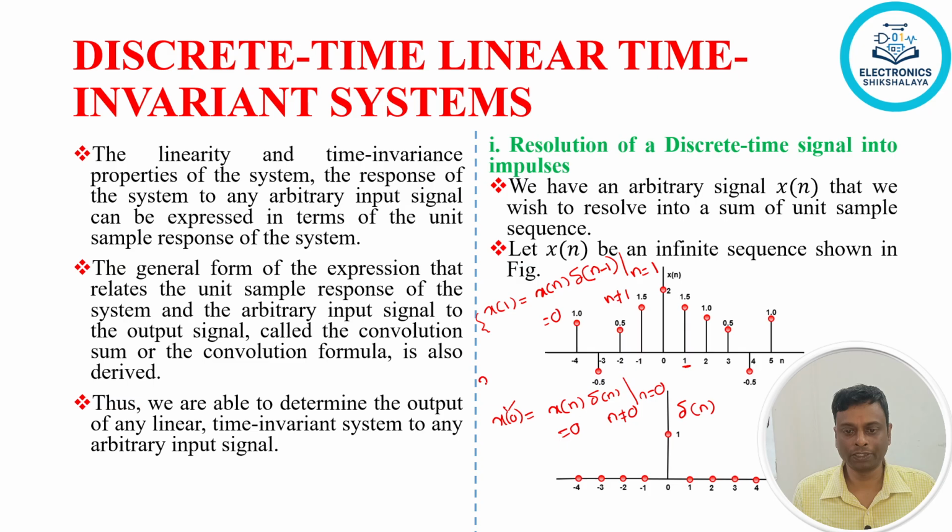Similarly, you can express x of minus 1 as x of n into del of n plus 1, where n equal to minus 1. If we put n equal to minus 1, that would be del of 0, so we can get x of minus 1. This is how we can obtain x of n in terms of del of n. So let us see it in detail.